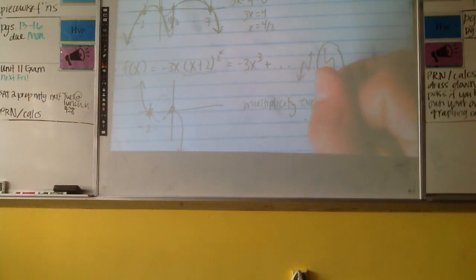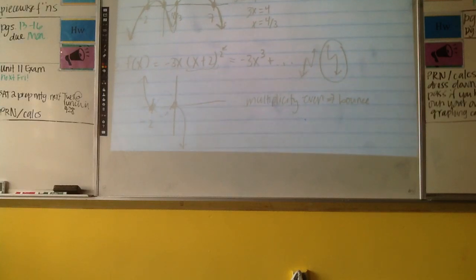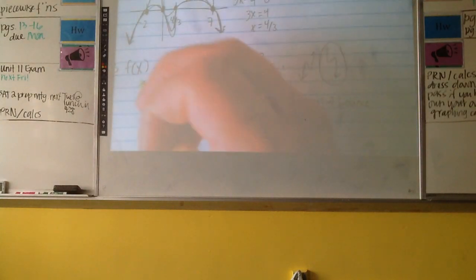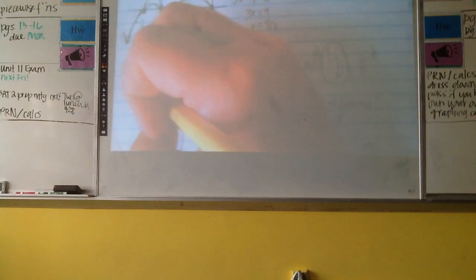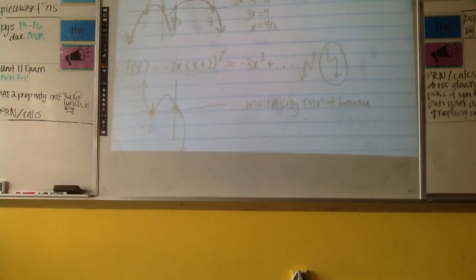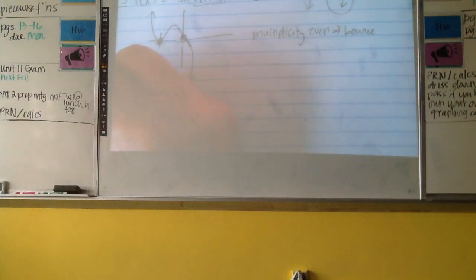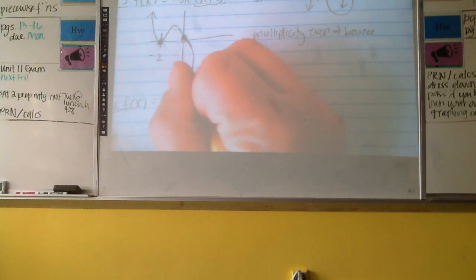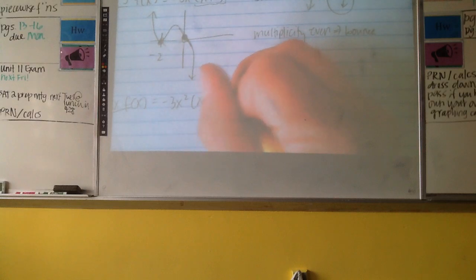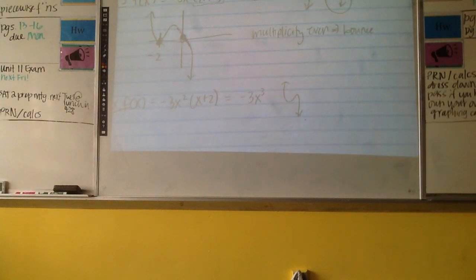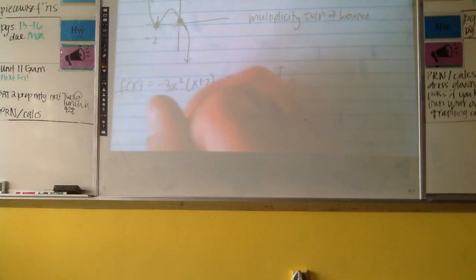Anytime the multiplicity is even, it creates a bounce off the x-axis. That is, at negative 2, instead of going through the x-axis, the function is going to bounce right off and then go through the x-axis or slice through it at 0. Whereas, of course, a similar function, negative 3x squared times x plus 2. This is still a cubic function. It still has that leading coefficient of negative 3, so it's still going to have the same end behavior, same roots.